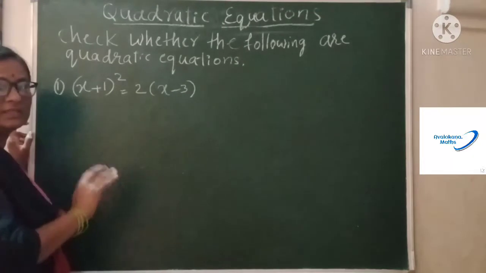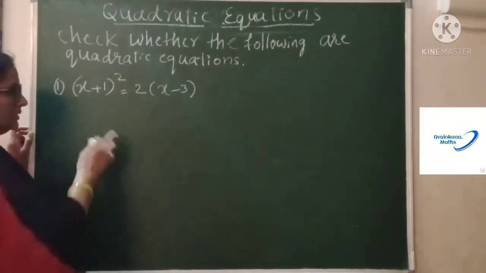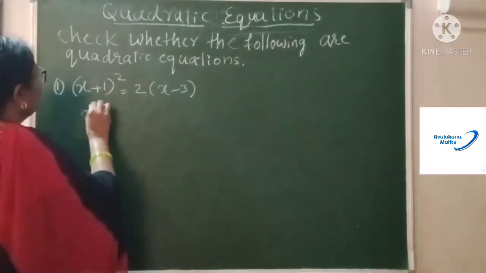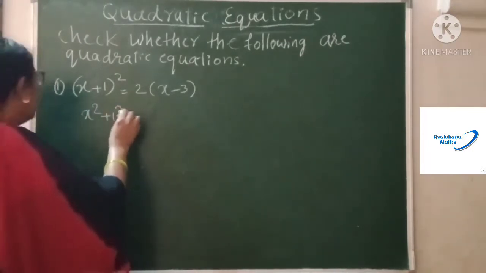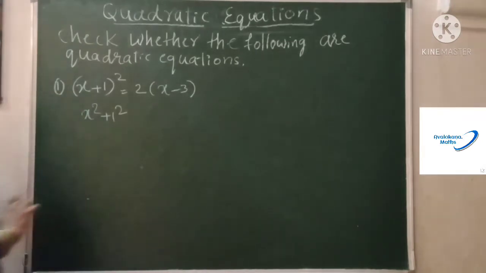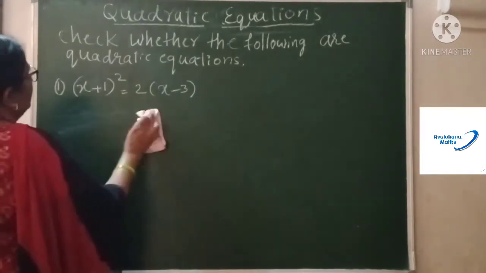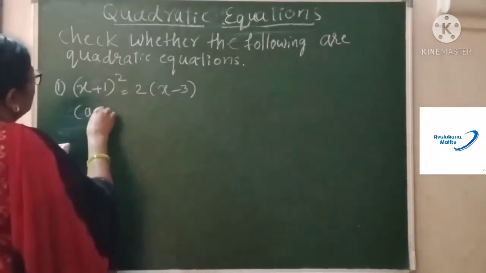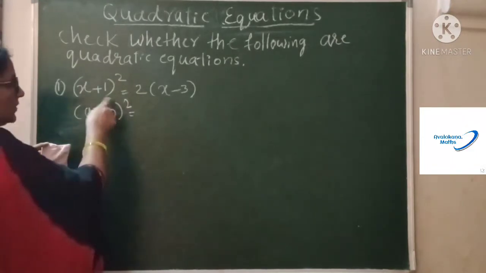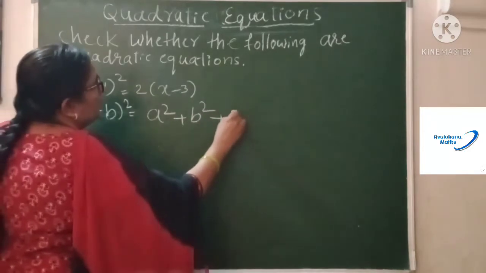First of all, the first thing where people get afraid is (x + 1) square. Don't get confused. (x + 1) square, don't write this as x square plus 1 square. What is the expansion of this one? You compare this one with (a + b) square. Write the formula: what do you have? a square plus b square plus 2ab.